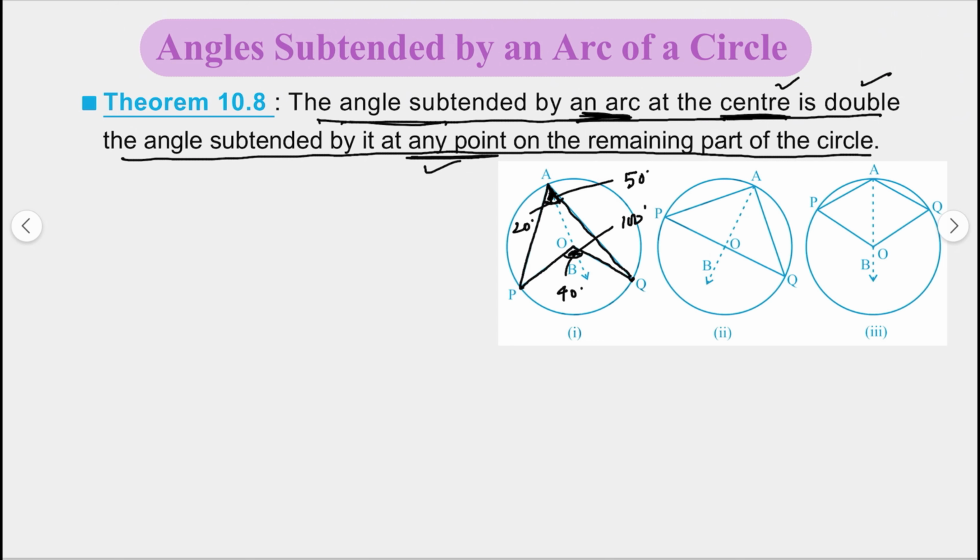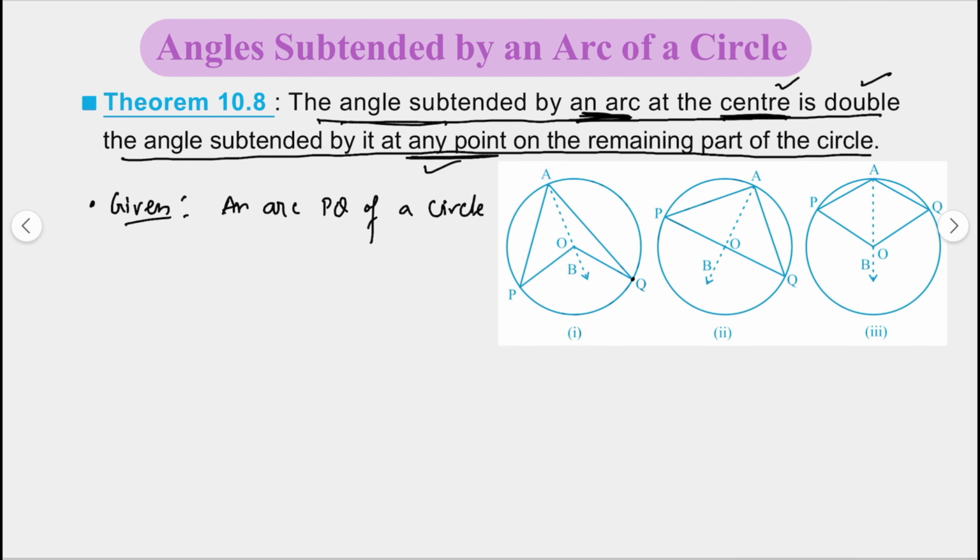Now we are going to look at the proof of this theorem. Let's start its proof. First we're going to write the given part. Here is an arc PQ of a circle subtending angles.